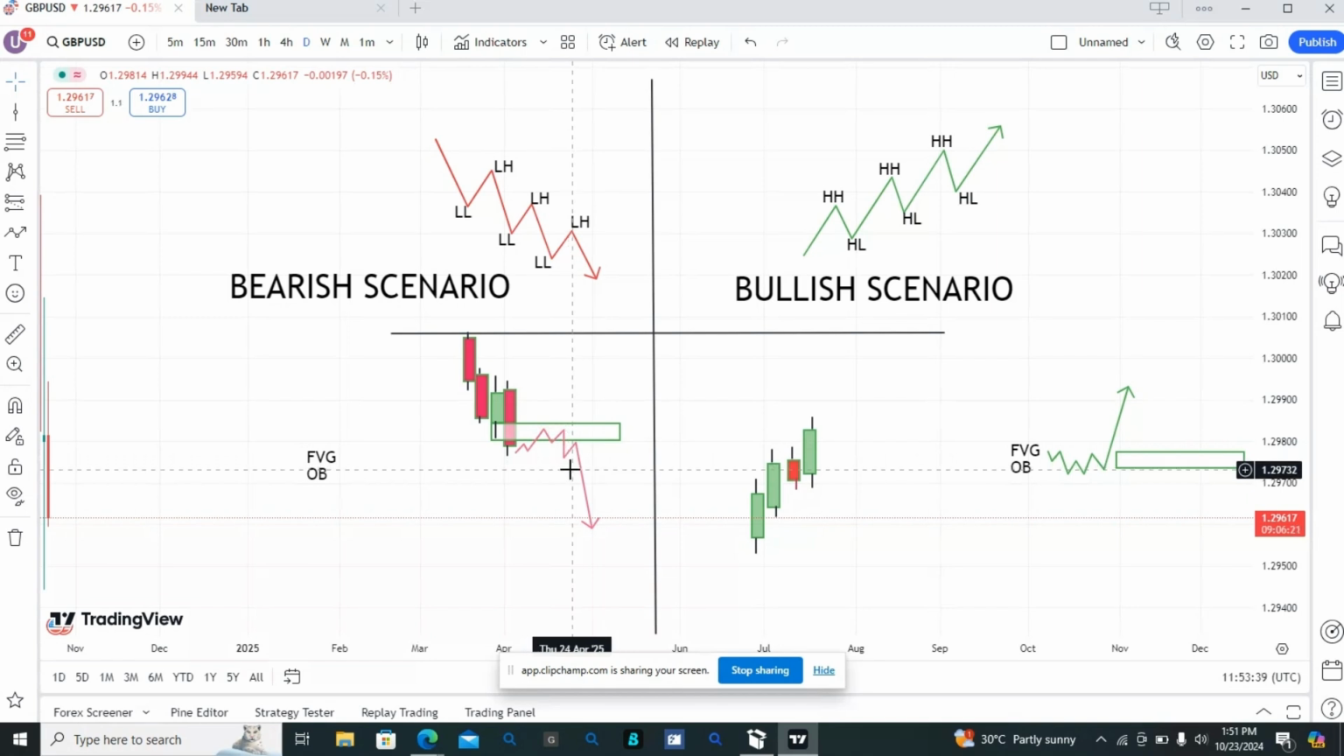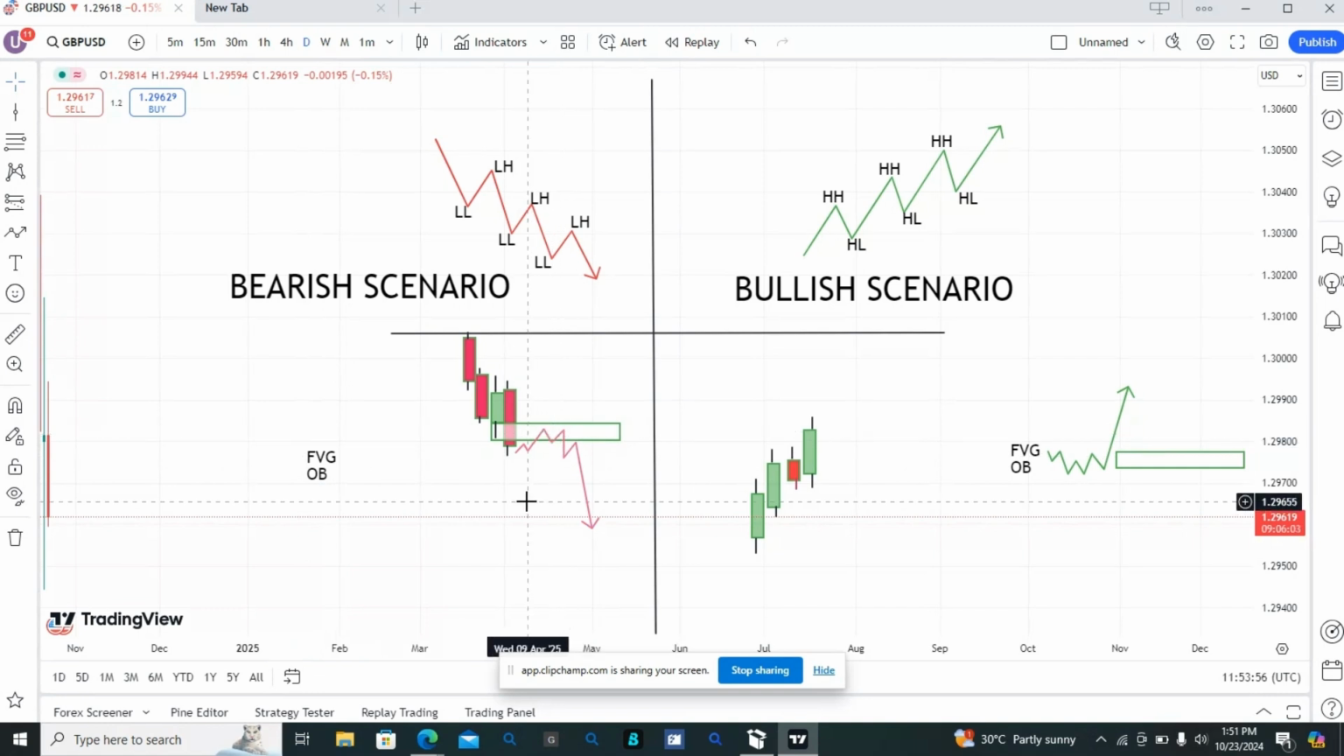Now your entry. What is your entry? Your entry point is the fair value gap first. That will be your entry point. Then if there's no fair value gap, okay, then you use the order block. So this is your entry point and this is your entry confirmation.